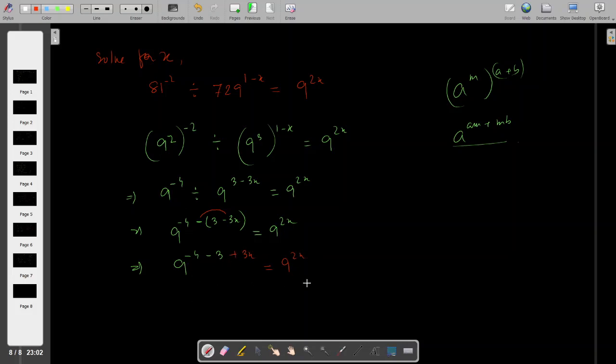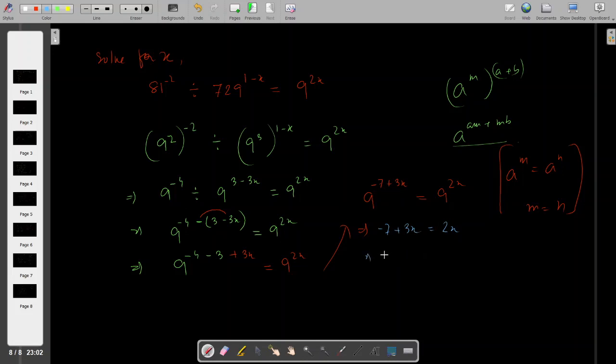So the left hand side will be 9 to the power minus 4 minus 3 is minus 7 plus 3x, minus 7 plus 3x equals 9 to the power 2x. Now since the bases are the same, we have already seen that when the bases are the same, the powers are equal according to the identity. This is the identity we are going to use here from this table. So what do you get? Minus 7 plus 3x is equal to 2x.